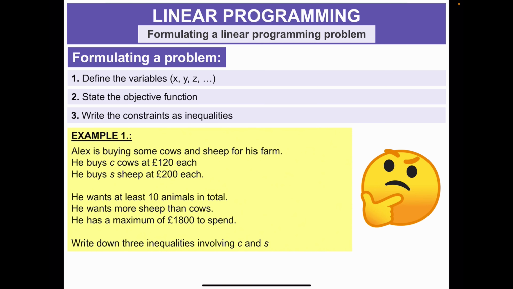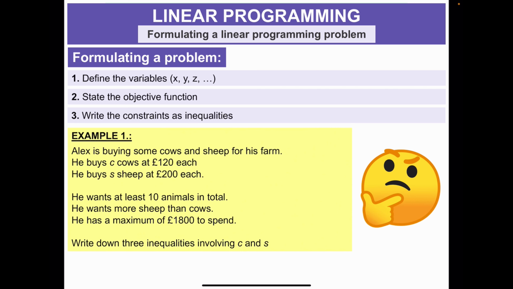So for example, when we look at example 1, Alex is buying some cows and sheep for his farm. Cows cost 120 pounds each and sheep 200 pounds each. He wants at least 10 animals in total. He wants more sheep than cows and he has a maximum of 1800 pounds to spend. And we need to translate this into the form of a linear programming problem. That means we need to form the inequalities.